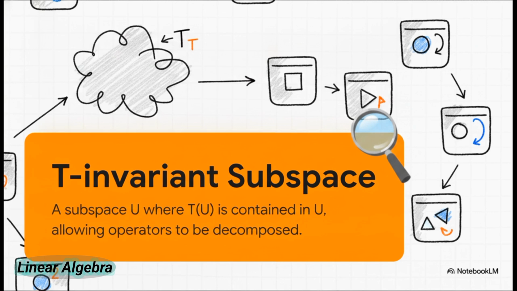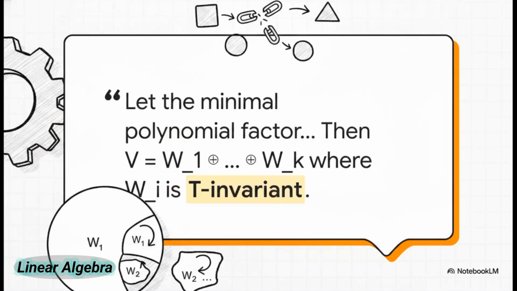Now, this modularity really reaches its peak with the primary decomposition theorem. It tells us that if we let the minimal polynomial factor into distinct monic primes, our space just perfectly fragments into T-invariant chunks. We're literally treating our vector space as a module over a polynomial ring here.